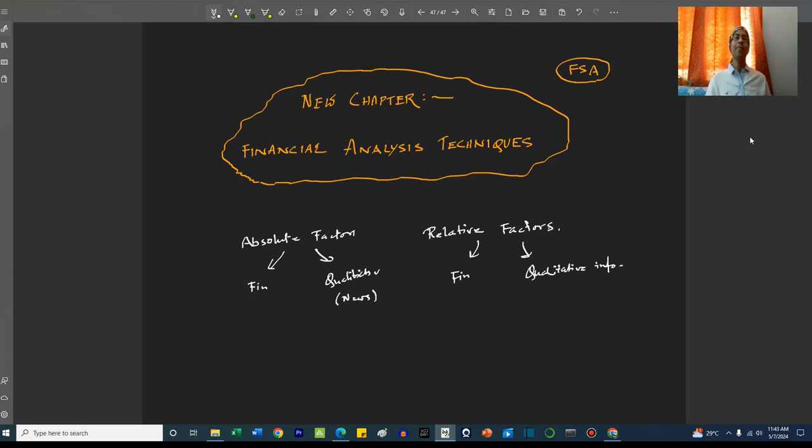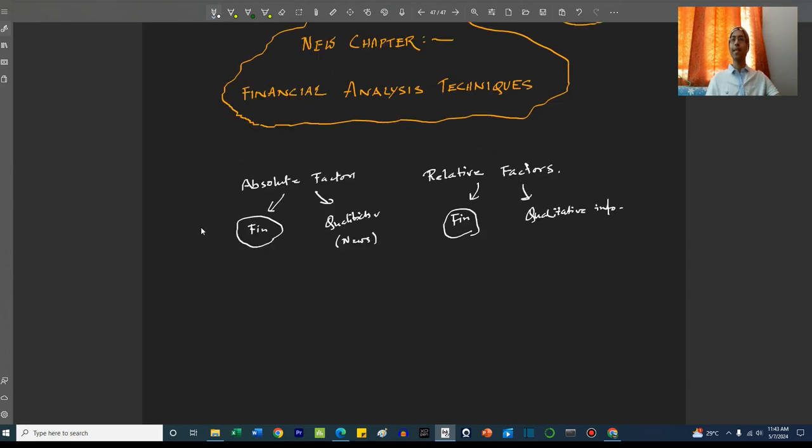For absolute and relative analysis factors, when we are using financial data, they fall in the category of financial analysis techniques. Okay? So let us define financial analysis techniques.